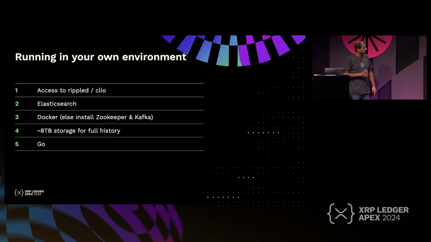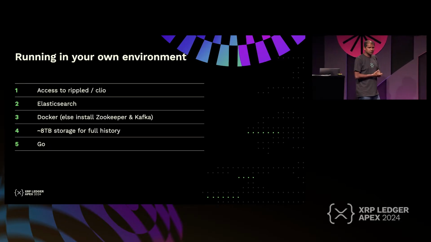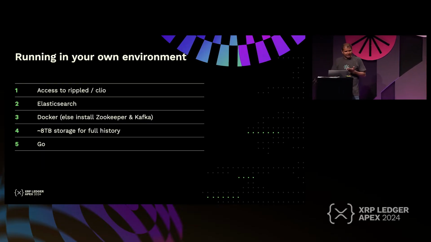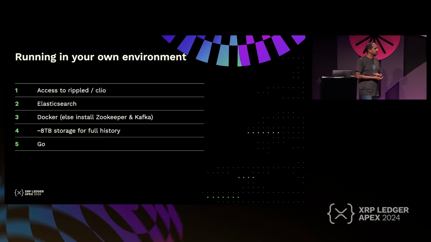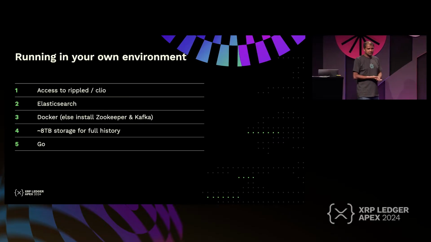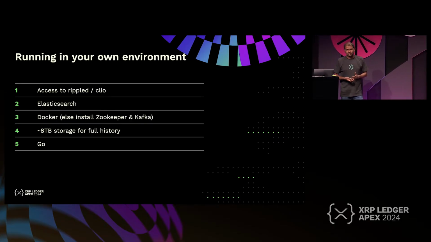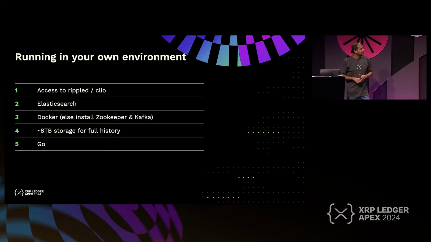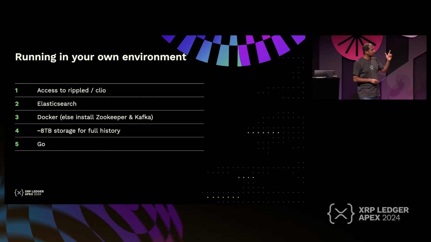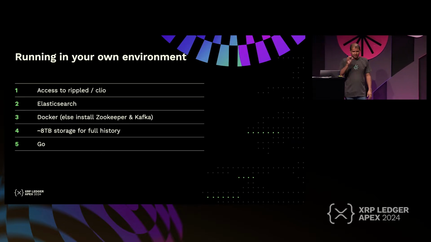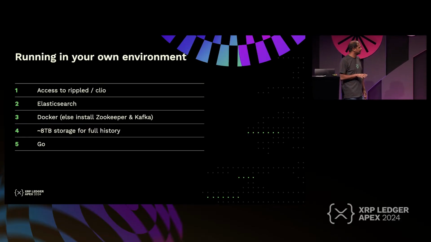Running it in your environment, it is an open source project, so you can go to the GitHub page, and you need access to a Rippled or a Clio instance. You need Elasticsearch. It's fairly easy. If you're using CentOS or Fedora, you can simply get the RPM and install it. If you have Docker, it's very easy to install Zookeeper and Kafka. Or else, if you have the RPMs, just go ahead and install them. Just make sure that you have the usernames configured and port numbers saved somewhere.